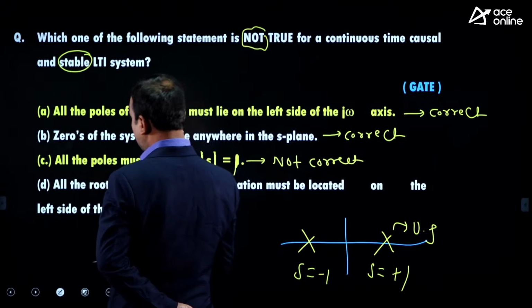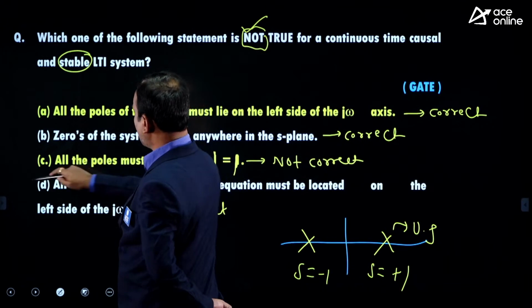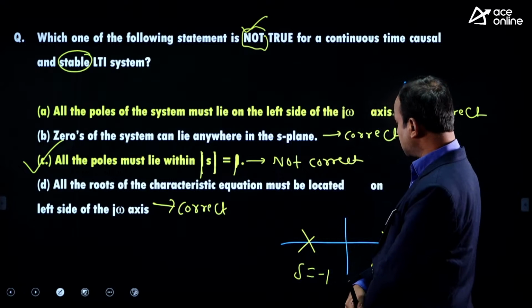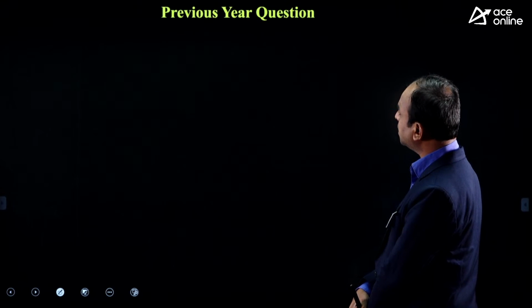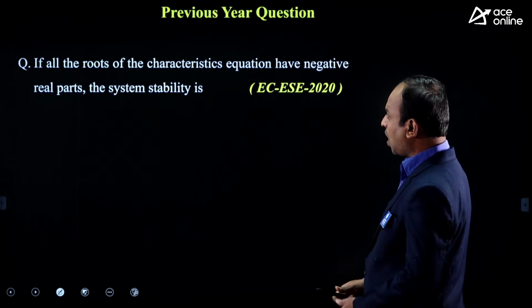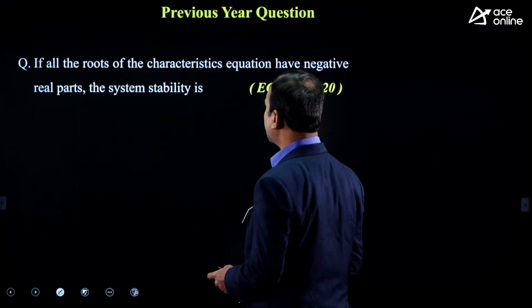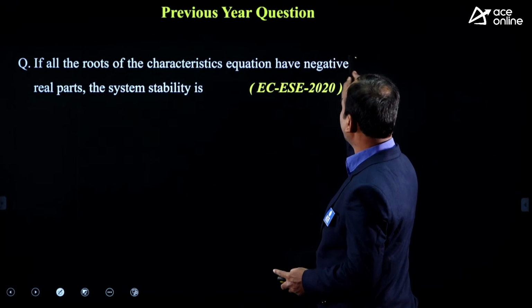So what we can say is, asking to pick the not correct option. Option C is the right answer. Similarly, check it. One more question here. If all the roots of the characteristic equation have negative real parts, then the system stability is... all have negative real parts.